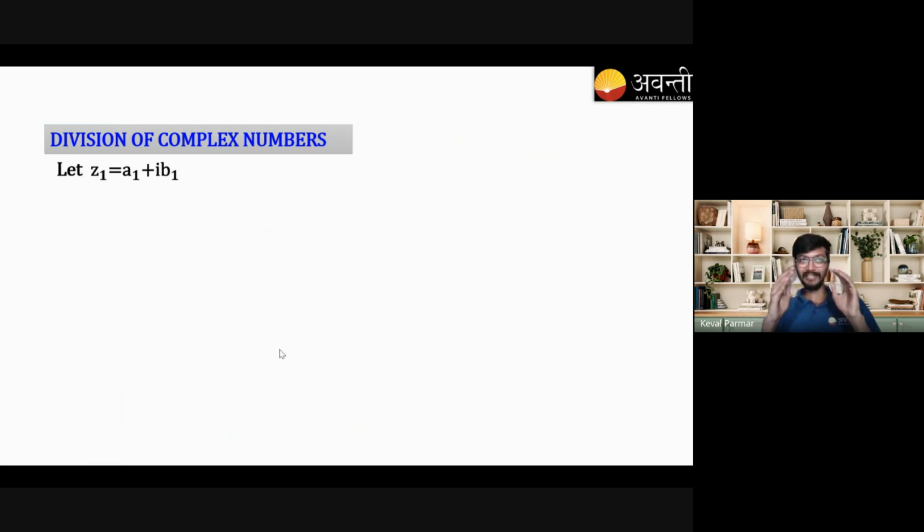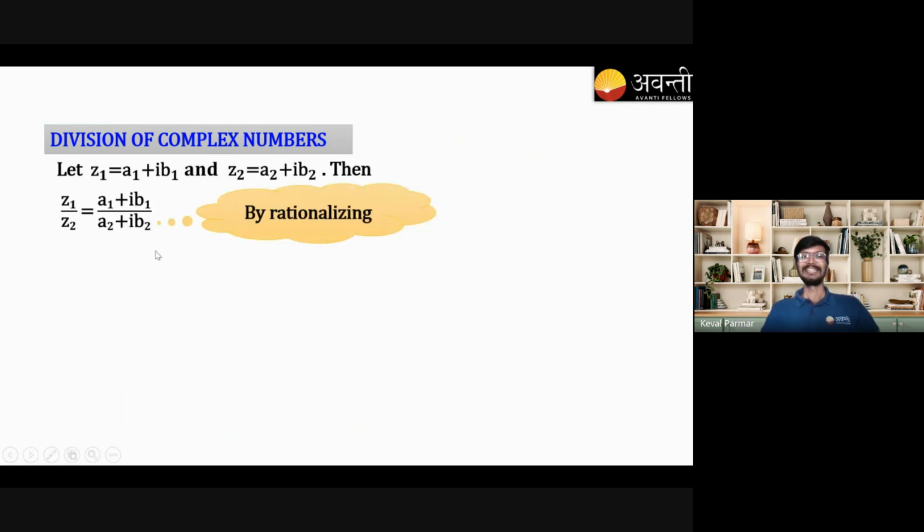So when we divide two complex numbers, they do not get into that form, a plus bi. Correct? So what do we do, guys? Let's see first, and then you'll understand. Here we rationalize. As you can see, the number a1 plus ib1 upon a2 plus ib2 is not in the form of a plus bi. So what do we do here, guys?